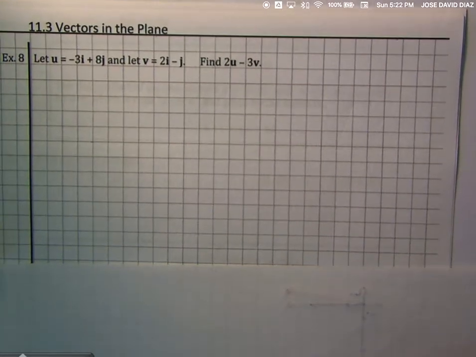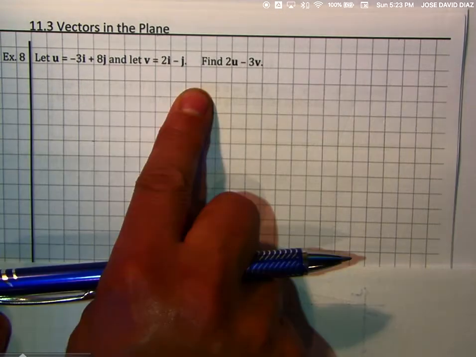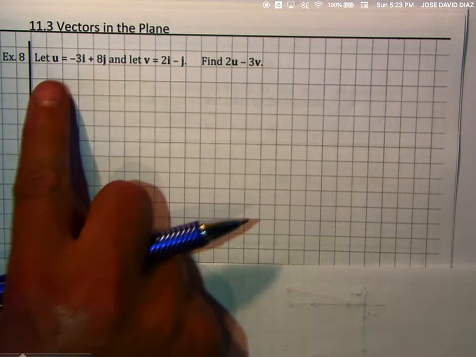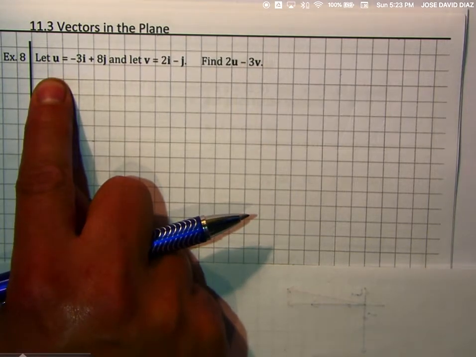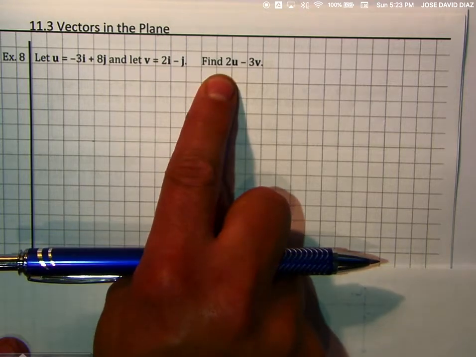Now 11.3 in your textbook, they combine all of these components into one lesson. We're actually going to do it in 2 different lessons. So go and copy it down, and then we'll continue once you're ready. So we have 2 vectors, u and v. I need to find 2u minus 3v.